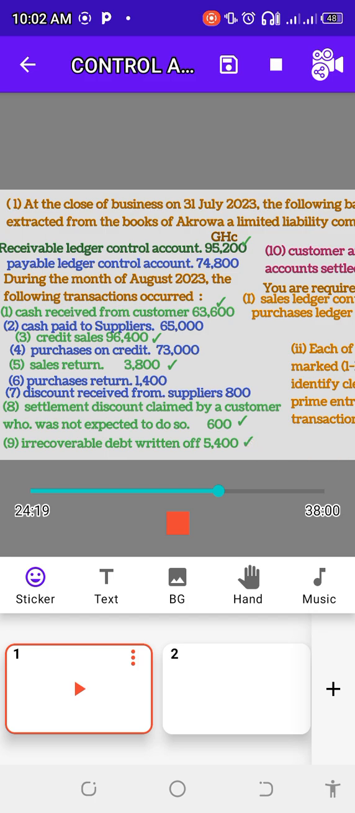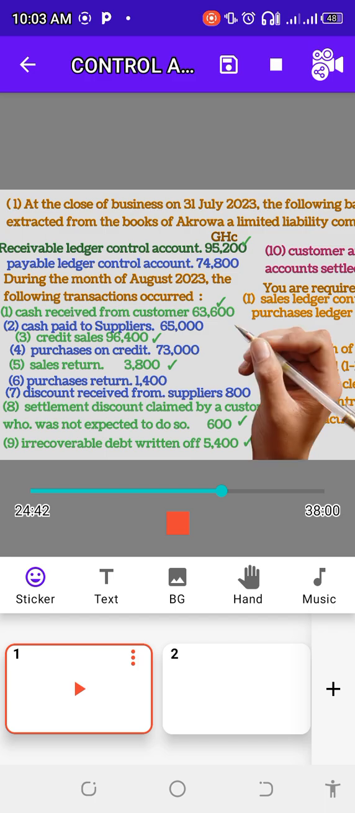And of course, number 10, which is contra, is both sales ledger control account and purchases ledger control account, and they must appear on the reducing side. Every other transaction in deep blue color is a purchases ledger control account item, like payable control account balance 74,800, and all the rest of them that are in blue color are purchases ledger control items.